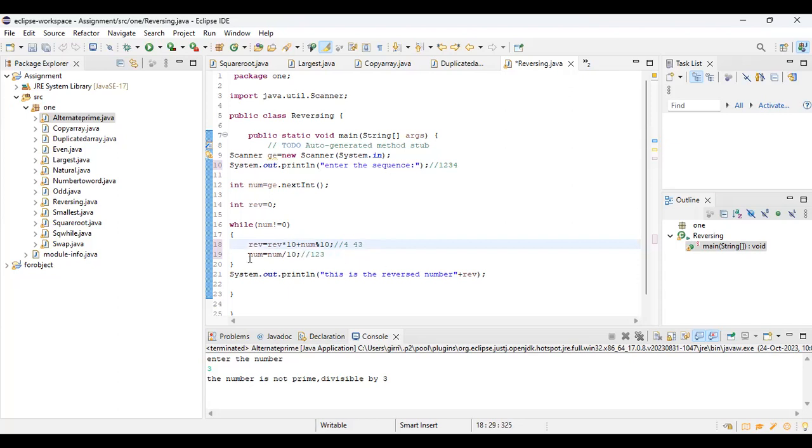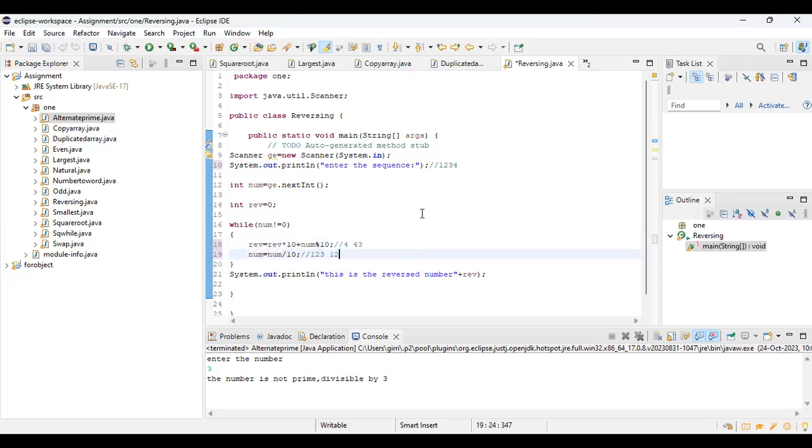So now the reversed value is 43. And then for the number, I have to divide it. Now this 123, I have to divide, and the quotient value will be 12. So this is the last value, as I have said. Now again, it will be checking whether the num value is equal to 0 or not. And when it checks, it doesn't come as 0, so now again it goes back.